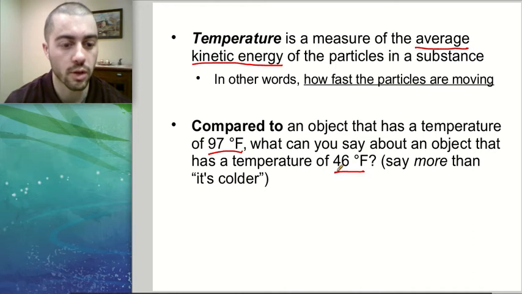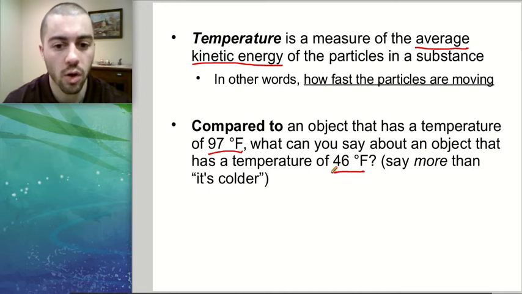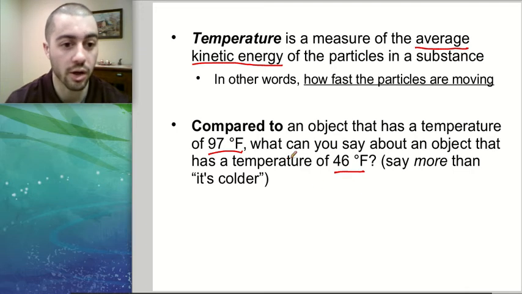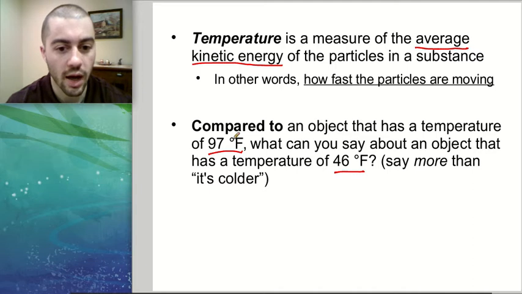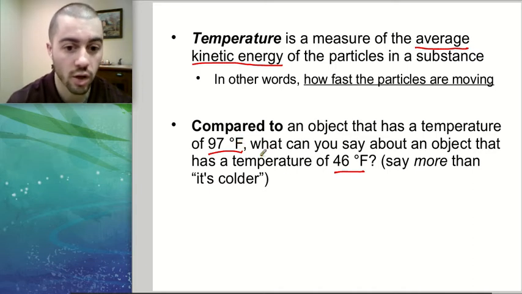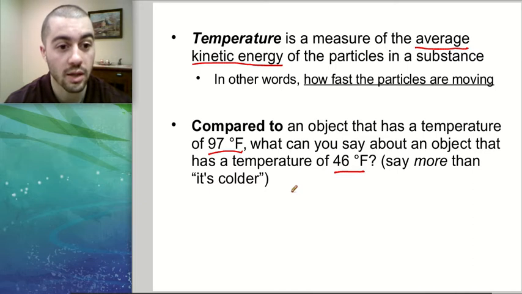So if you want to pause the video real quick and think about this question on your own, basically as long as the substance is the same, as long as we're comparing let's say iron to iron at these two different temperatures, or gold to gold, or whatever the substance may be, as long as it's the same, we can say that the higher the temperature is, so in this case 97 degrees would be the higher temperature, the higher temperature is going to indicate that the particles are moving faster. Alright, so the higher the temperature, the faster the particles are moving.